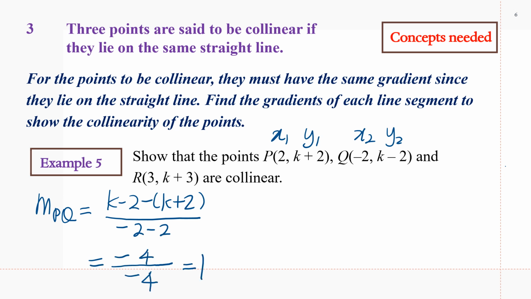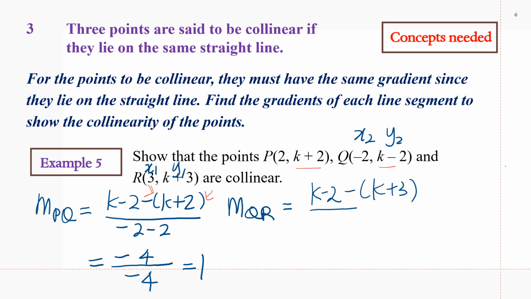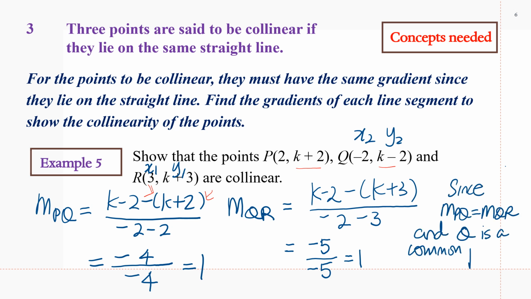Right, which turned out to be 1. A very important thing is to bracket this one here. Anything that involves more than one term, you should always bracket it. And then by finding the gradient of QR, which also turns out to be 1, we can conclude that since the gradient of PQ is the same as the gradient of QR, and since Q is a common point, therefore the 3 points are collinear.